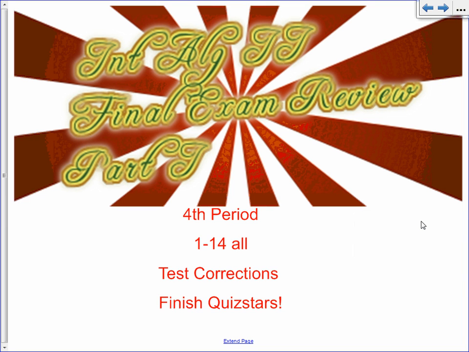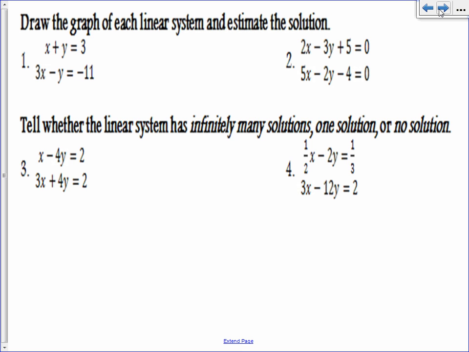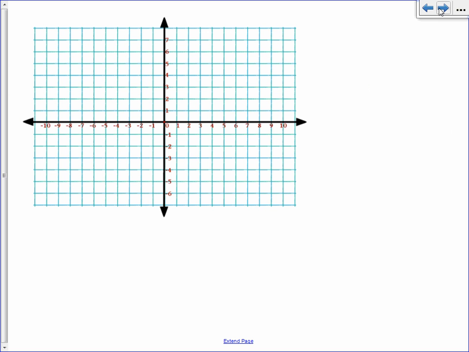Yes, eventually we will. Let's look here at these 30 problems though. Okay, number one says draw the graph of each linear equation and then estimate the solution. Guys, the reason it says that is because it gives you two equations. It says x plus y equals 3 and 3x minus y equals negative 11. If you're going to graph those, what do you need to solve them for?